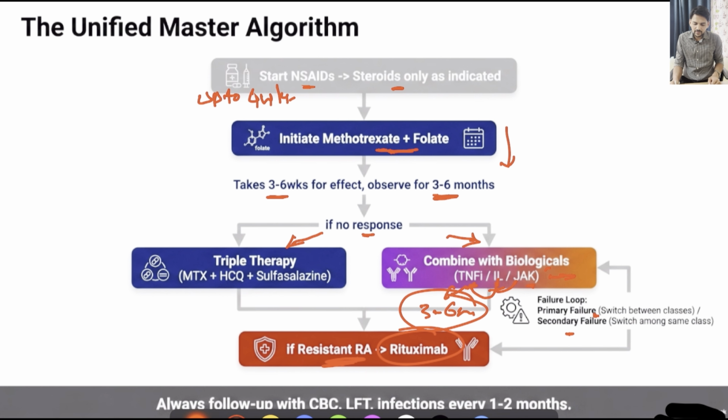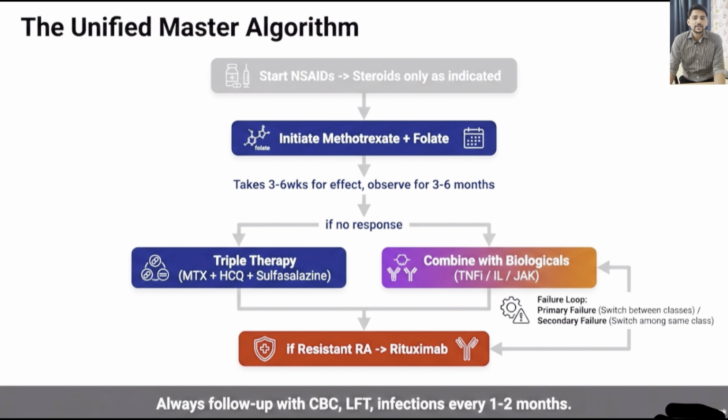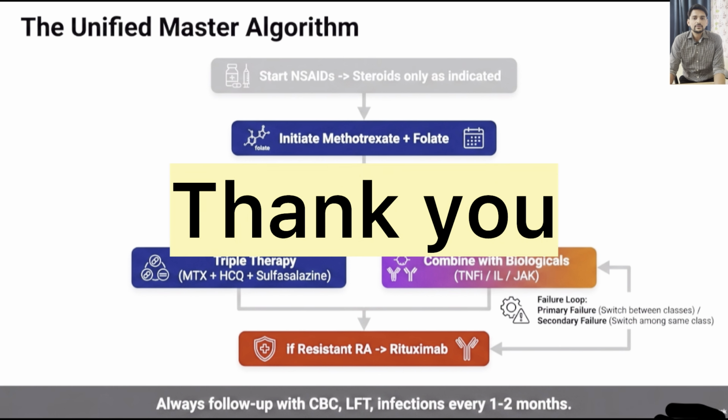And whenever we are treating the individual, always keep an eye on CBC for cytopenias, LFT for hepatotoxicity, and superadded infections. This should be followed up every 1 to 2 months. So this was the elaborate discussion about inflammatory arthritis. Hope you have understood the entire lecture.